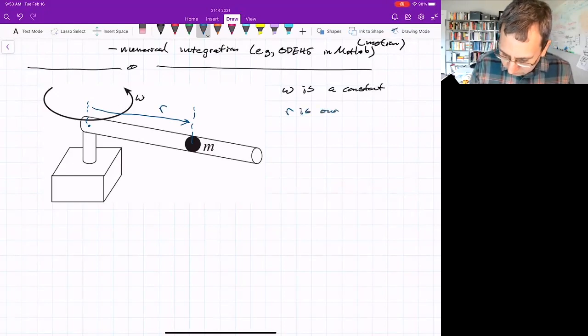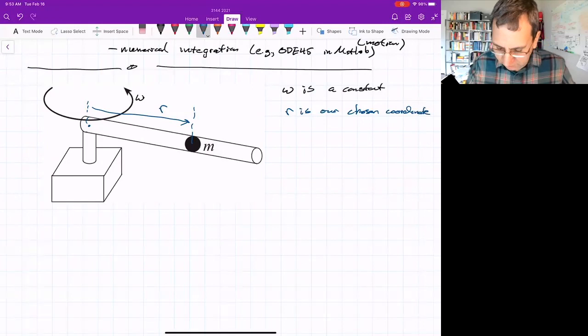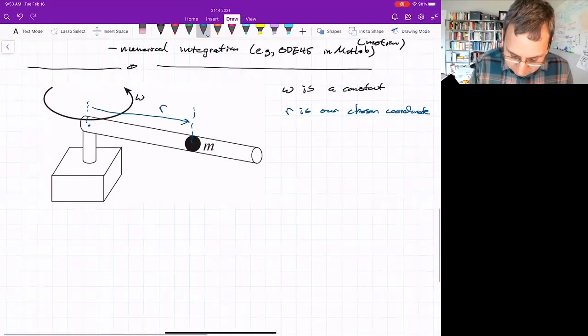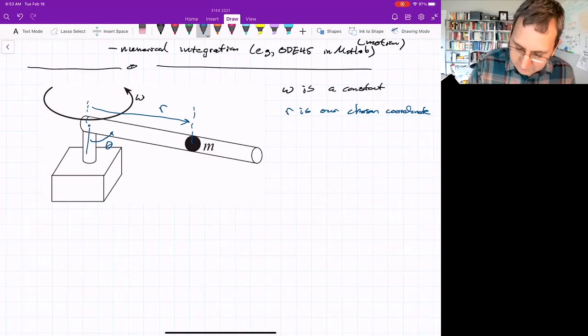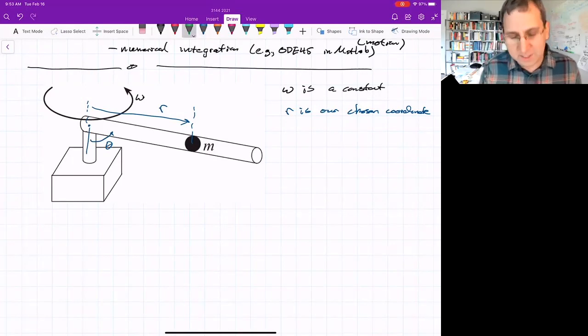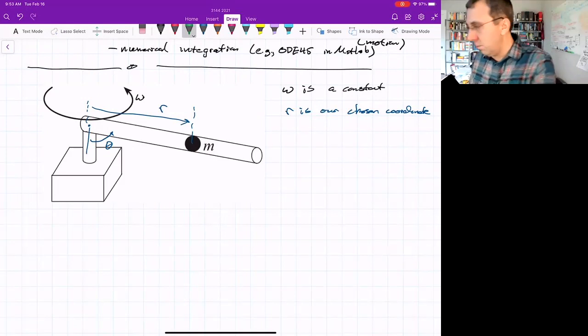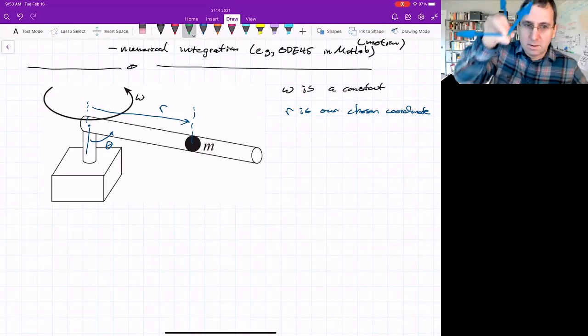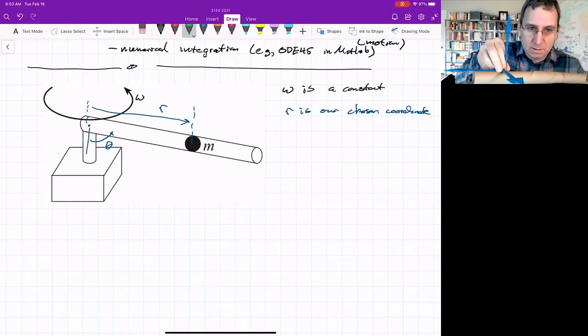So R is our chosen coordinate. You might say, well, don't I care about some angle theta? Okay. Yeah, theta with respect to what? I don't know. I guess I'll have to pick some direction and say this is theta. Then I need to define a frame. Well, it kind of makes sense that there ought to be a frame attached to the tube. Here's my tube. I'm going to attach a frame to it.